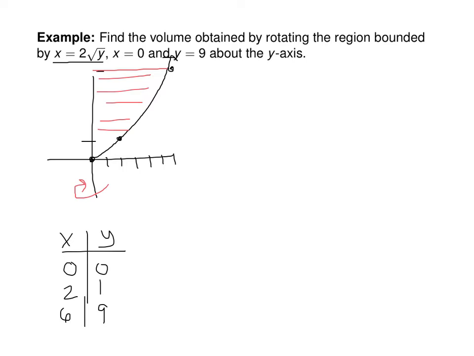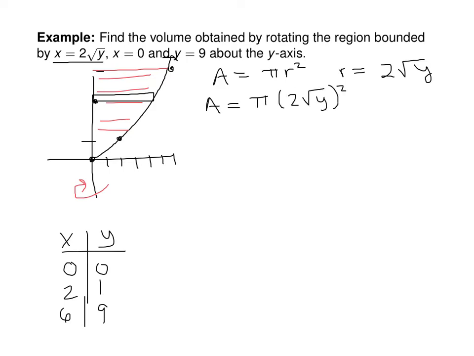So the area of a slice, once again, will be pi r squared. And in this particular example, my r is equal to the distance from my axis of rotation out to my curve. So that r is equal to 2 square roots of y. So the area of a general slice is pi times (2 root y) squared. Simplifying that slightly, that's going to be 4 pi y.